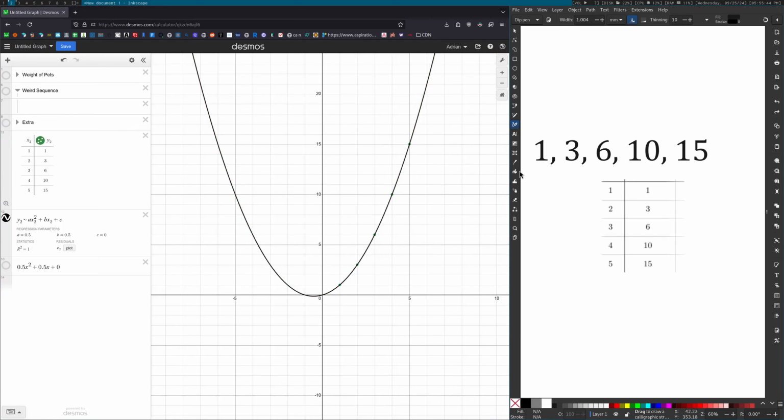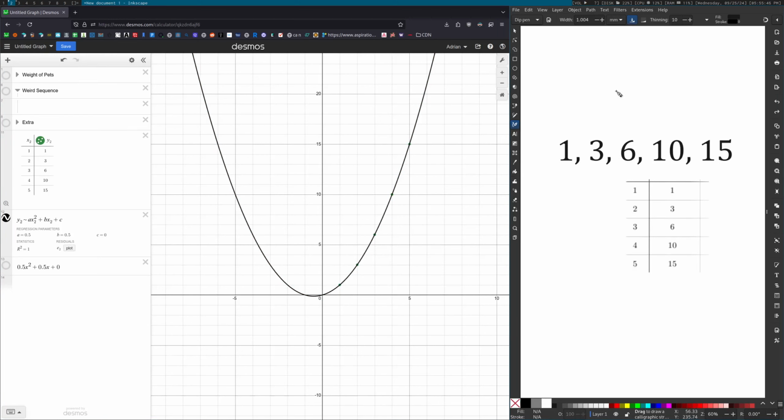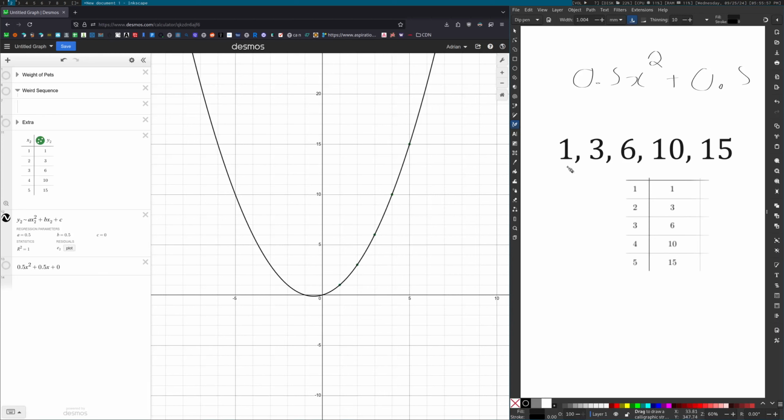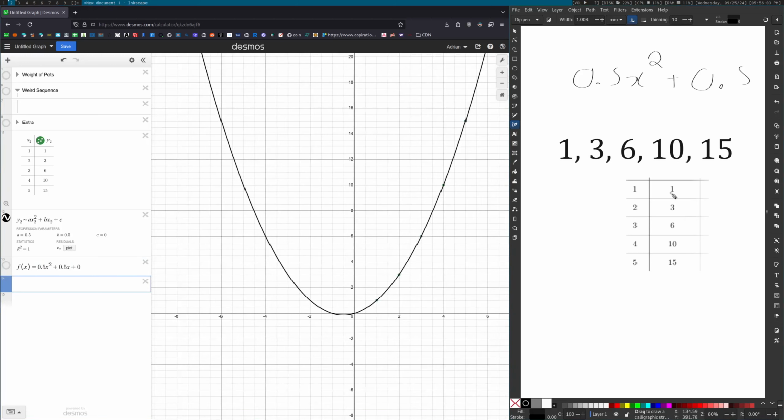So yeah, the function rule for this one would be 0.5x squared plus 0.5x. And you could even use this to find future points. Let's just call this f of x. If you want to find the 7th number in the sequence, or let's say the 70th, you plug in f of 70, and you'd get 2,485.